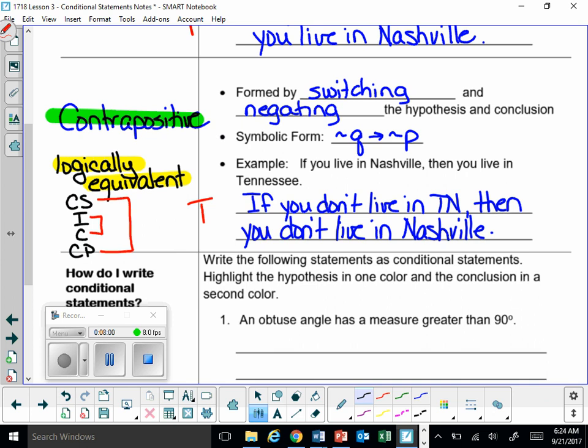This is always true. Okay? If your conditional is true, your contrapositive has to be true. If your conditional is false, your contrapositive has to be false. They are logically equivalent to each other. They have the same truth value.